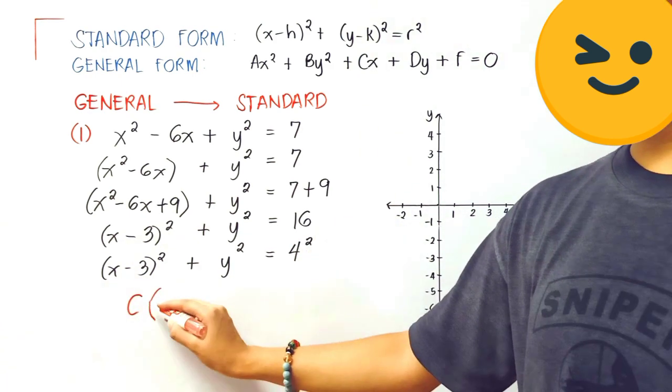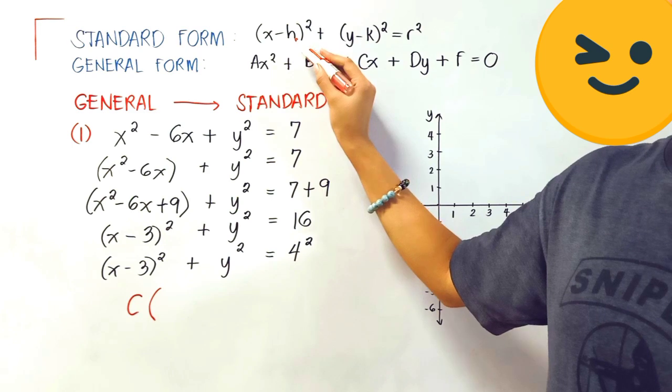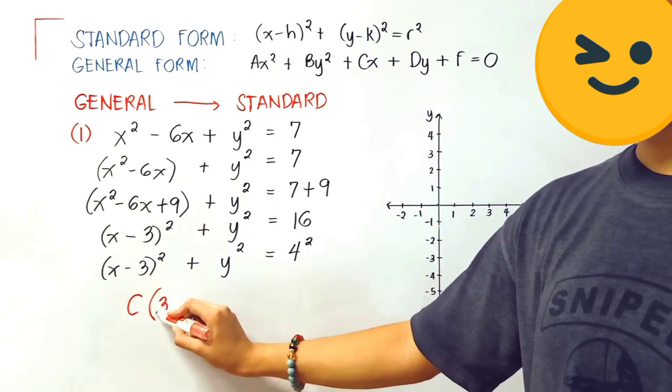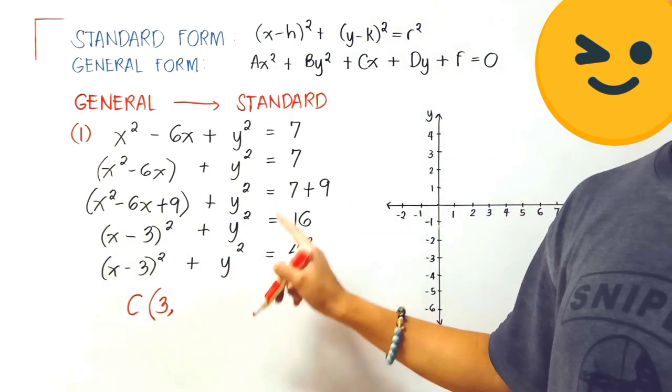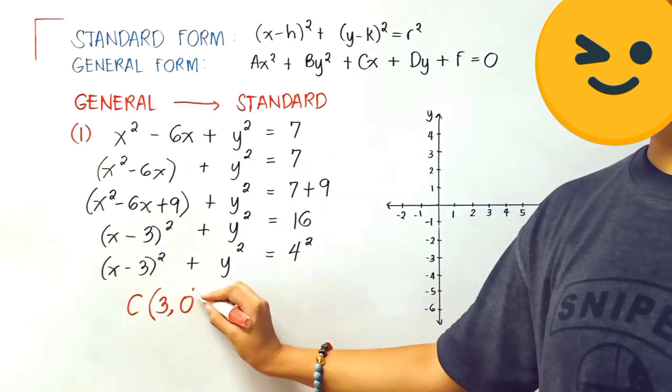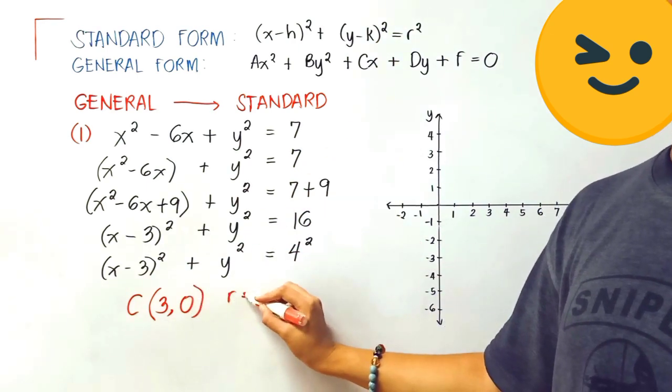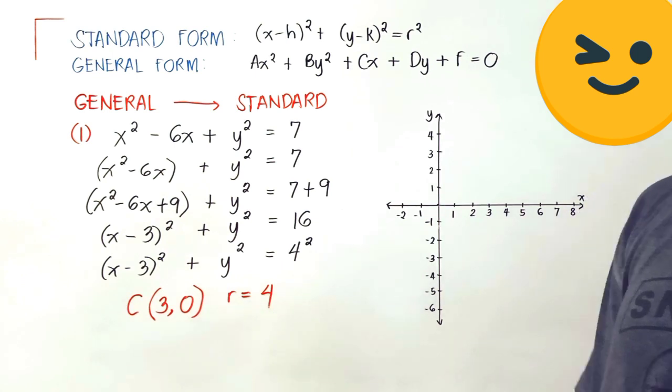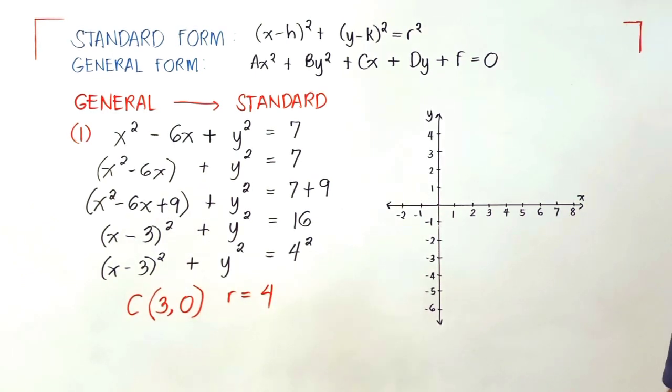Therefore, our center here is, or h is 3. And we don't have our k here, so we'll just place 0. And our radius is 4. We are now ready to graph since we already have the needed values. We already have the center and we already have the radius.